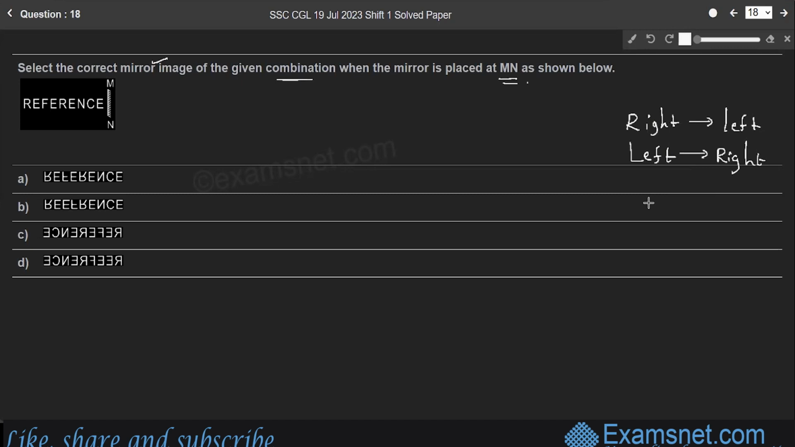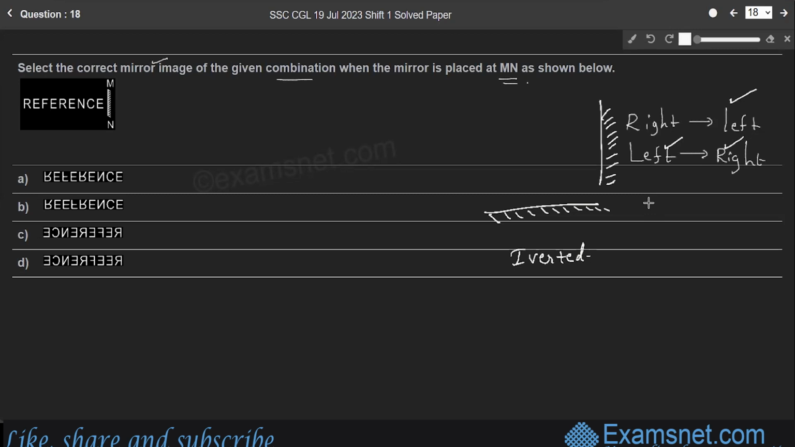When the mirror is placed horizontally like this, the other part is opaque here. When the mirror is placed horizontally, you will get an inverted image of the given figure. When it is placed vertically, the right part of the given figure appears to be the left of the image, and the left of the given figure appears to be the right of the image.